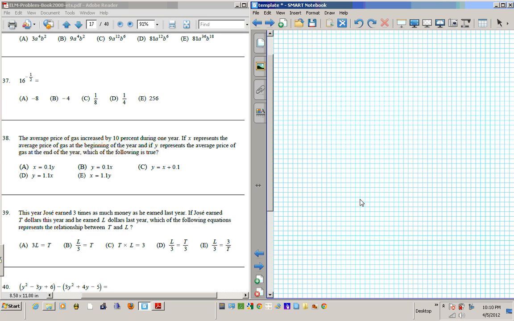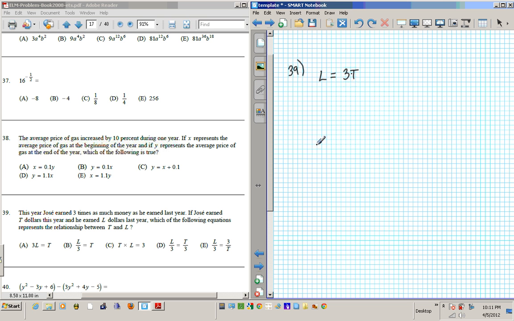39 says, this year, Jose earned 3 times as much money as he earned last year. If Jose earned T dollars this year, and he earned L dollars last year, which of the following equations represents the relationship between T and L? So 3 times of what he earned this year, he earned 3 times as much this year as he did last year. So last year is L, this year is T, so if we triple this year, you get last year. So 3 times T, 3 times as much as last year. So if you triple this year's amount, you get last year's amount.